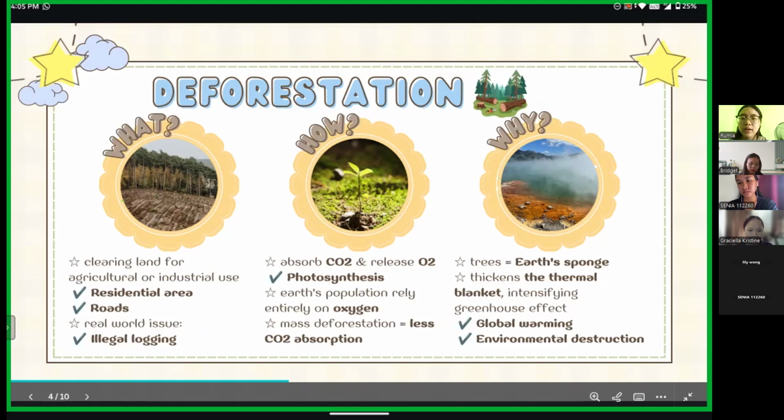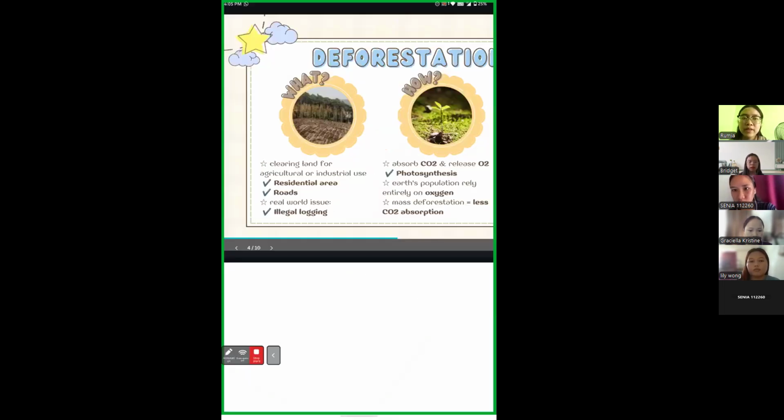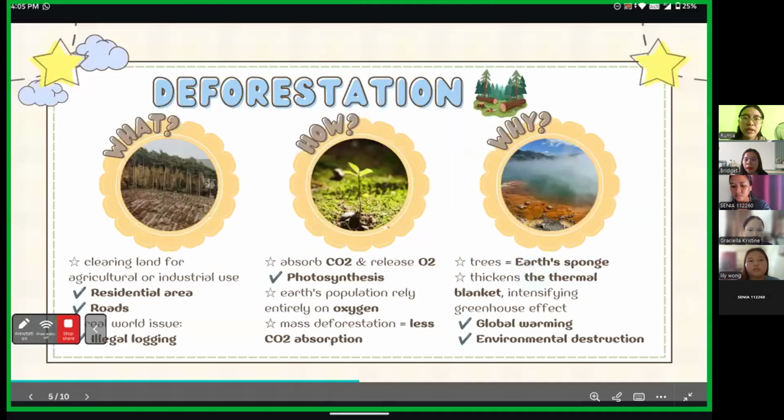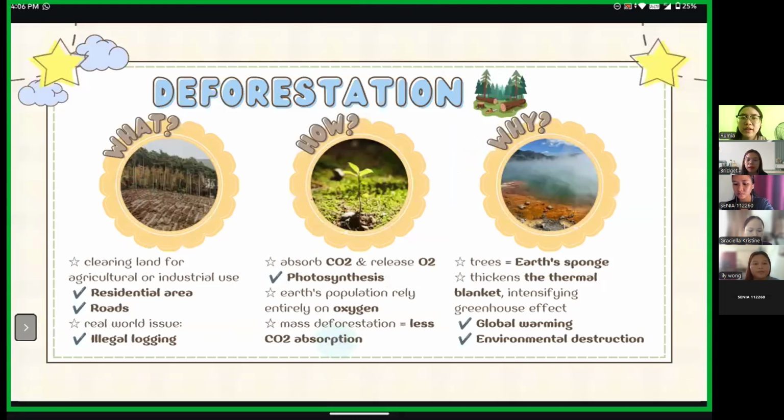it can also contribute to environmental destruction. It also affects animals that live in the forest, which can lose their natural habitat and might eventually go extinct. So deforestation plays a major role in this greenhouse gas accumulation. This is all for my point, and I'll pass to the next presenter.